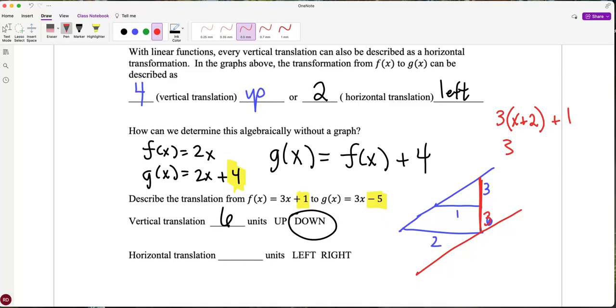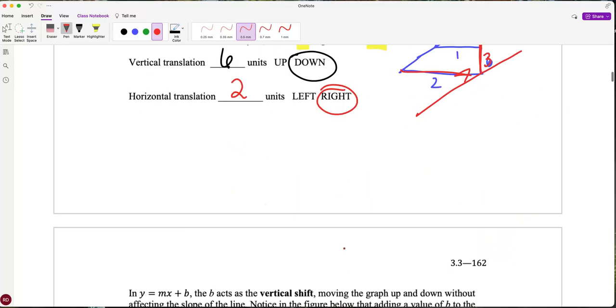The other way that I could have made it happen is if the line went to the right. So the slope was 3, so 6 over 2. So it would be 2 units to the right in order to make that equivalent. Okay, so that's an equivalent move from left and right.